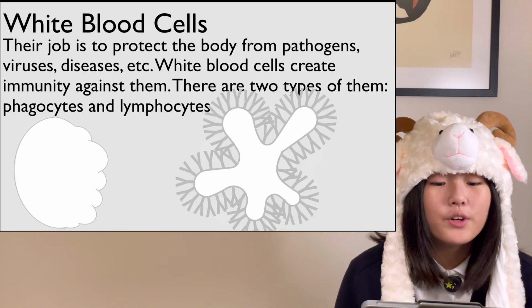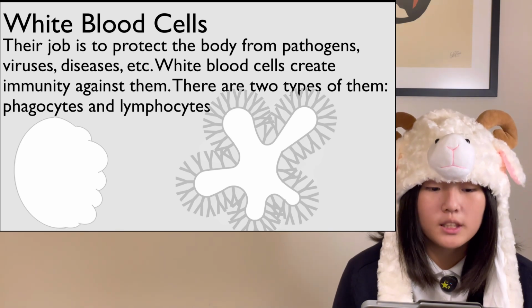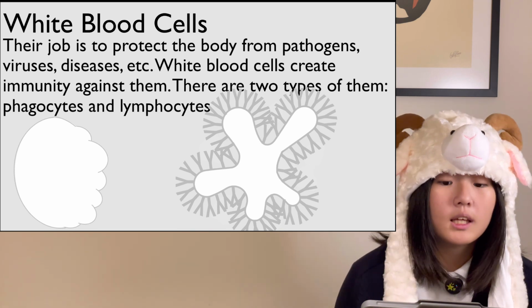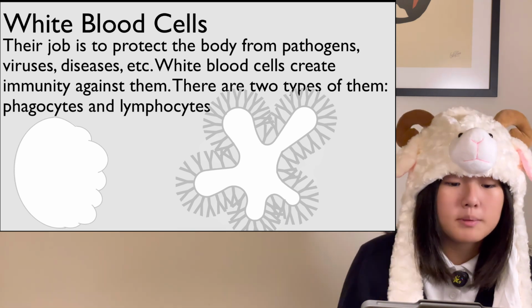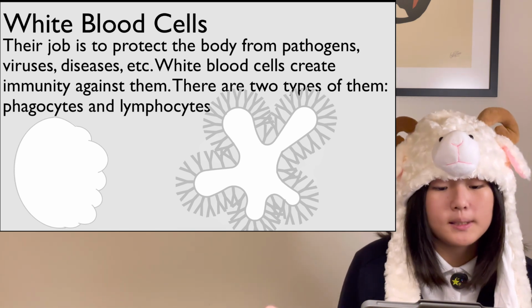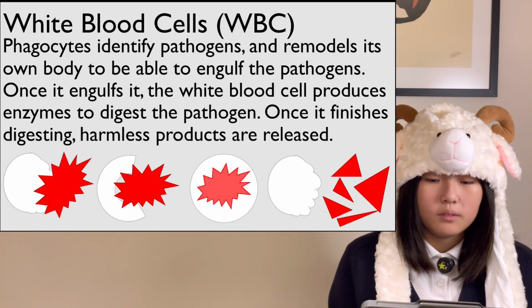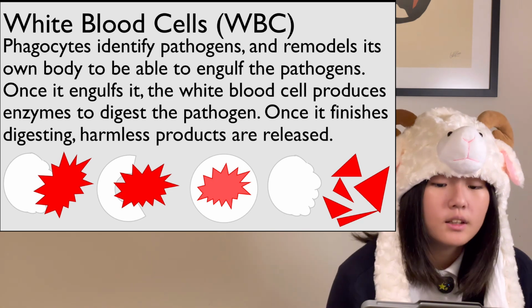White blood cells. Their job is to protect the body from pathogens, viruses, disease, and more. White blood cells create immunity against them. There are two main types: phagocytes and lymphocytes. Phagocytes are on the left, lymphocytes are on the right. First, I'll teach you about phagocytes.